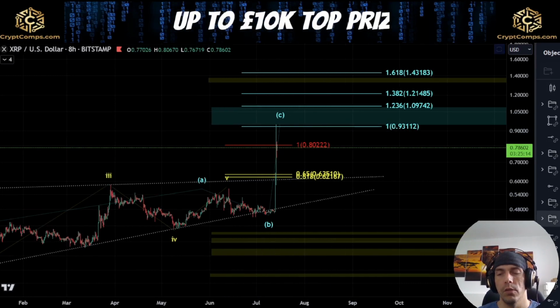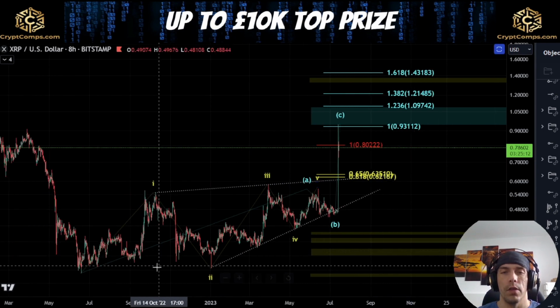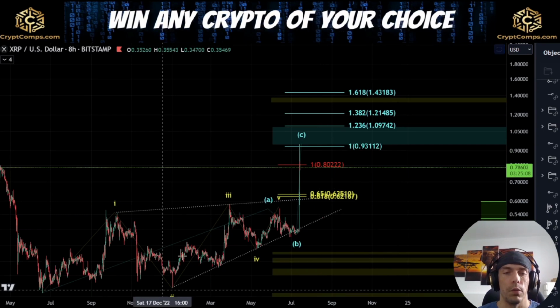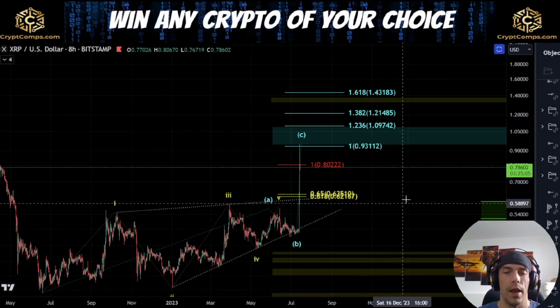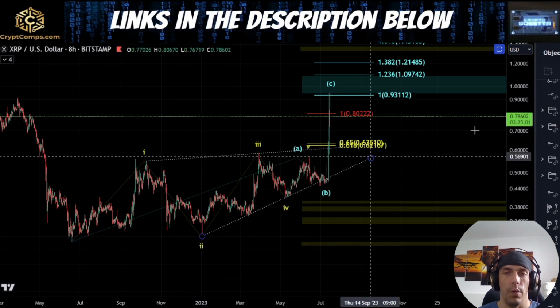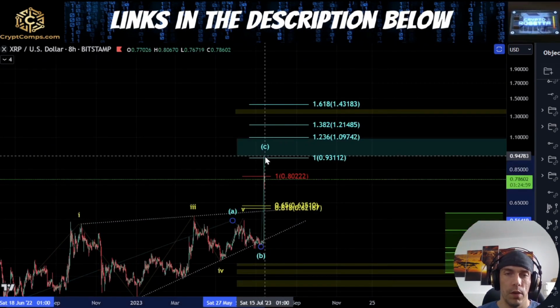Now what we need to see is good structure come in if we're going to see this play out in this way. Alternatively, like I said, we could have this series of 1s and 2s from here, and actually what happens is our corrective move ends into this higher low over here.